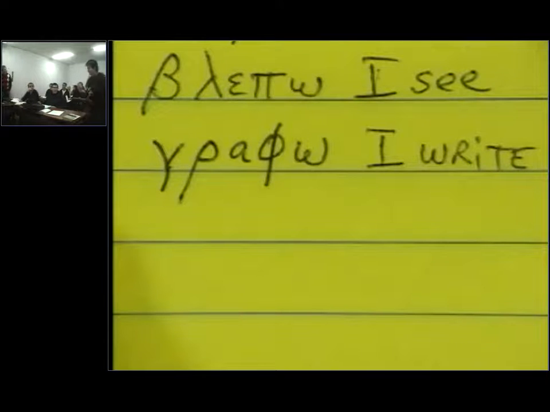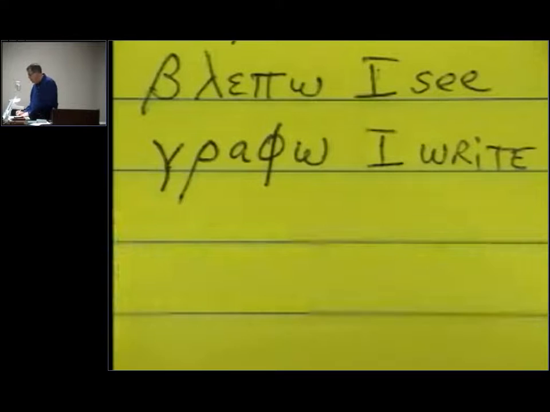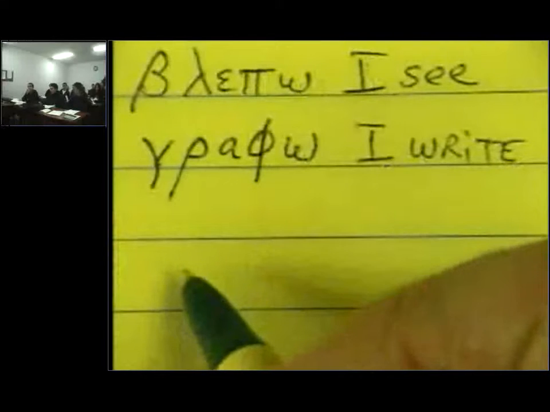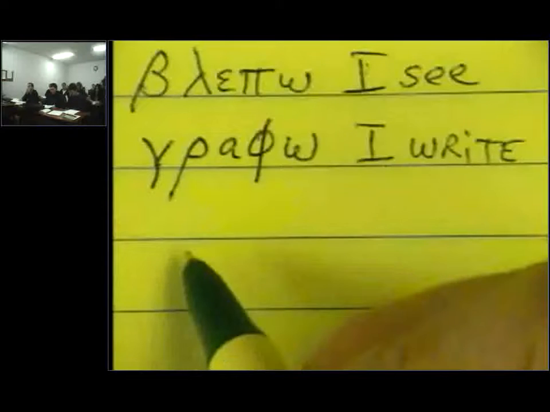Today we are learning verbs. We are learning the present active indicative of verbs. All right, let's look at another verb, echo.